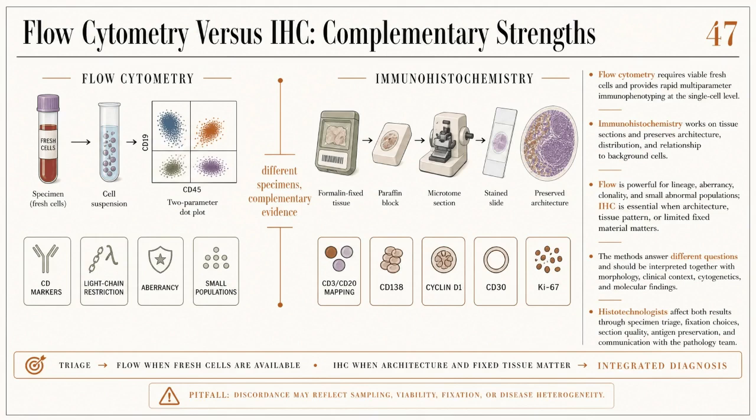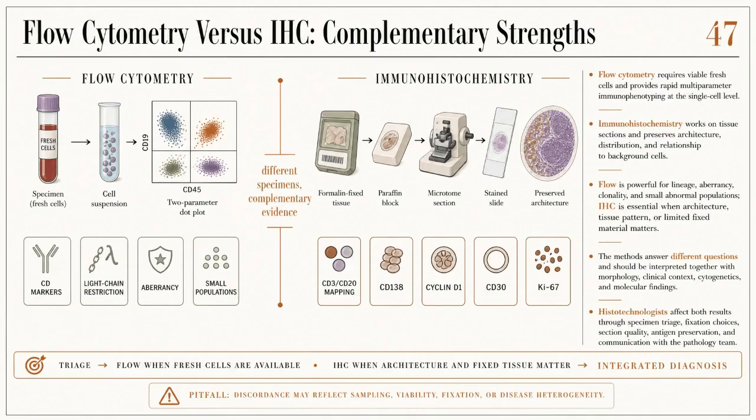Flow cytometry is a powerful tool that analyzes fresh, viable cells in suspension, allowing rapid, multi-parameter immunophenotyping. This technique excels in detecting subtle aberrancies in antigen expression and assessing clonality, which is invaluable in diagnosing lymphoproliferative disorders and monitoring minimal residual disease. For example, in chronic lymphocytic leukemia or plasma cell myeloma, flow cytometry can sensitively identify abnormal populations that might be missed by morphology alone. However, its reliance on fresh specimens means that specimen triage and timely processing are critical. Poor sample quality or delayed transport can compromise cell viability, leading to inconclusive or false negative results.